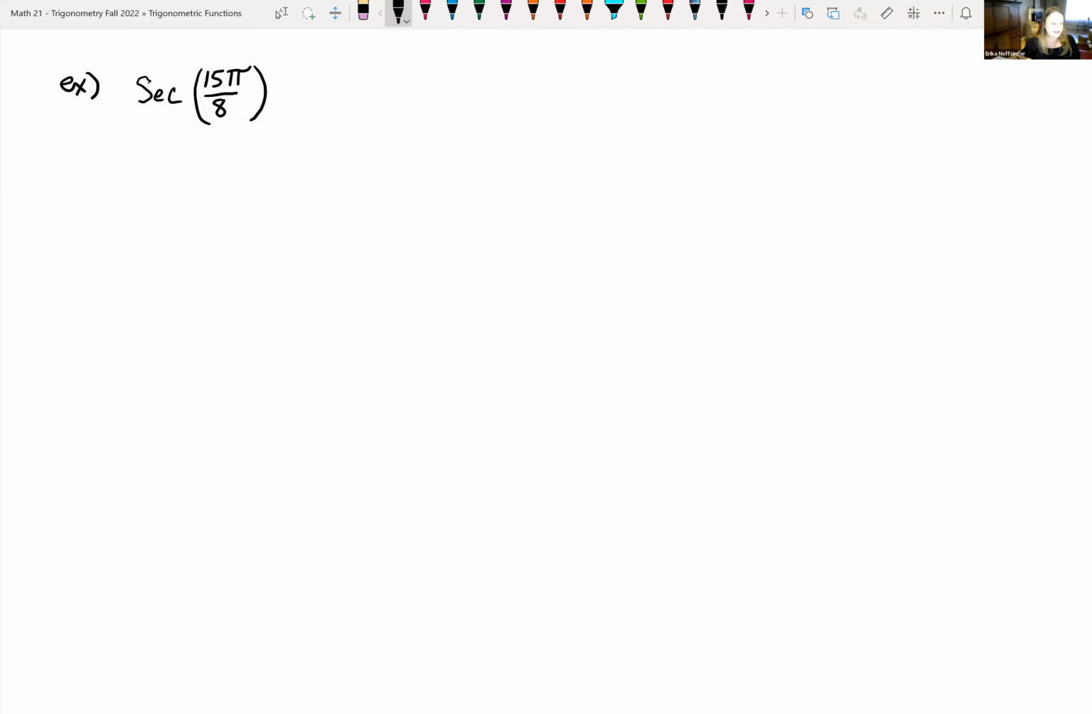So looking at one more example, secant of 15 pi over 8, using the half angle identity to find the exact value of this. 15 pi over 8 is not an angle that we know. So we want to, and it told us to use the half angle. So we're going to manipulate this and multiply it by 2 over 2.